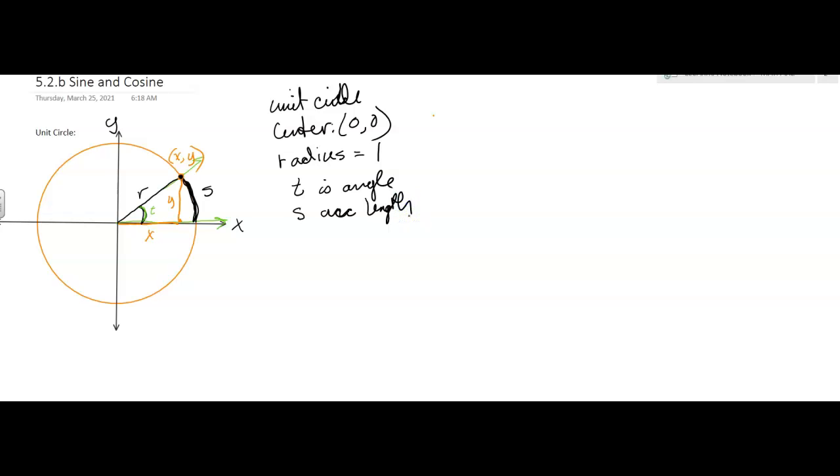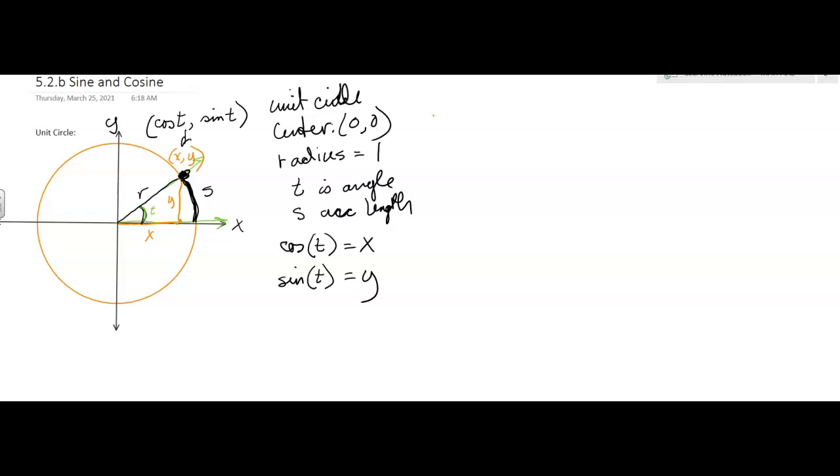Okay, so we also have the relationship that there is some function cosine, so cosine of t, and that equals x. There's also a function sine of t equals y. So what it means is this ordered pair that we have up here, right there, can be written as cosine of t, comma sine of t. Okay, that would be the same point because x is the cosine of t and y is the sine of t.